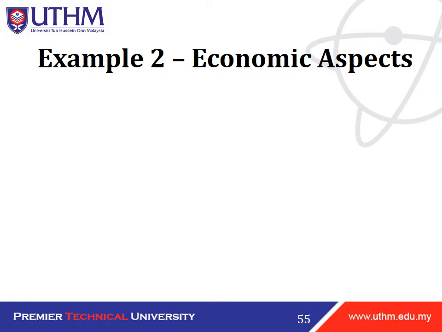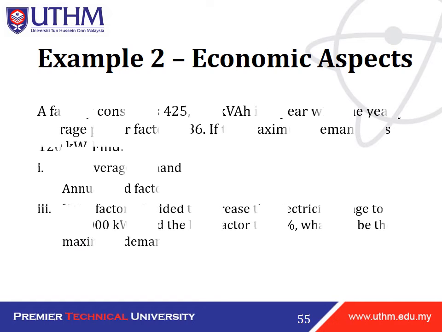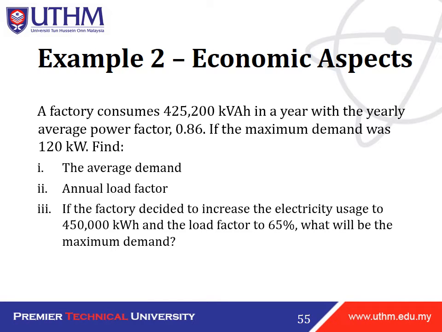We move to the second example under the economic aspect. So we read the question first. A factory consumes 425 kVAh in a year with the yearly average power factor 0.86. If the maximum demand was 120 kilowatt, find the average demand, annual load factor, and also if the factory decided to increase the electricity usage to 450,000 kilowatt hour and the load factor to 65%, what will be the maximum demand?